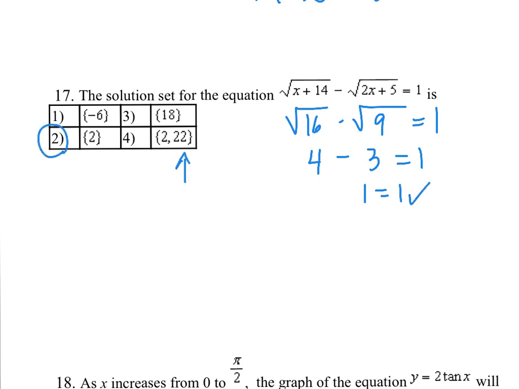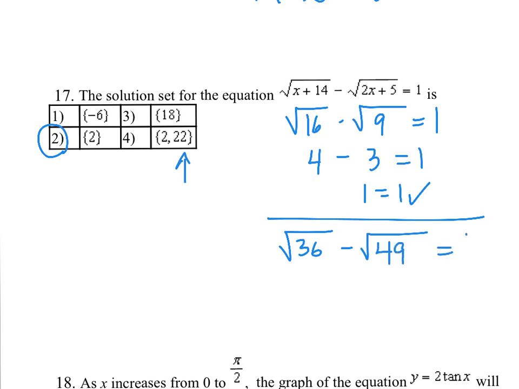You do want to try 22. Okay? But when you put in 22, just to show you, on that left radical there, 22 plus 14 is going to give me 36, underneath the radical, of course, minus, and then on the other side here, I'm going to get 44 plus 5, right, which is 49.